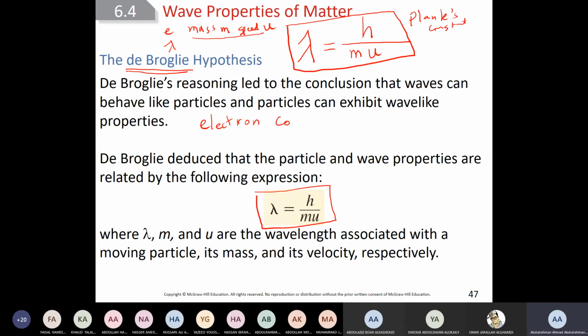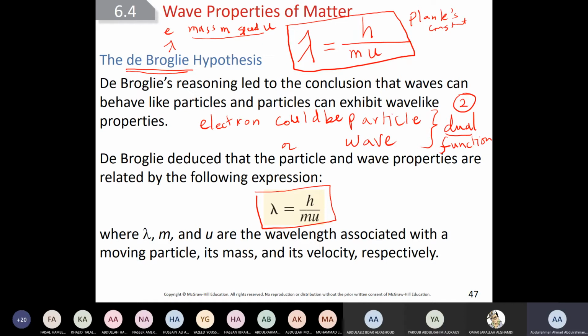This means the electron could be a particle or a wave. And we call both of these things dual function. This one and this one, we say dual function. Dual means two. Okay, what's this equation? Look carefully at this equation one more time. It's very important.